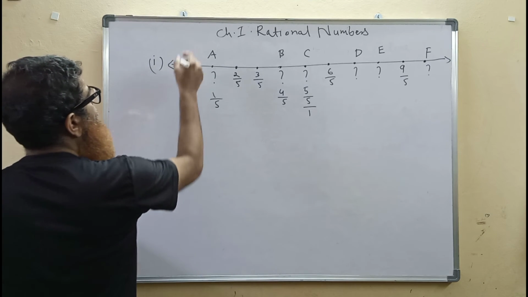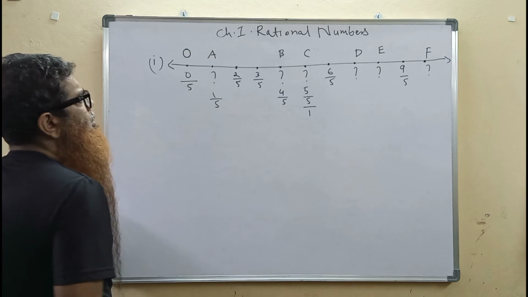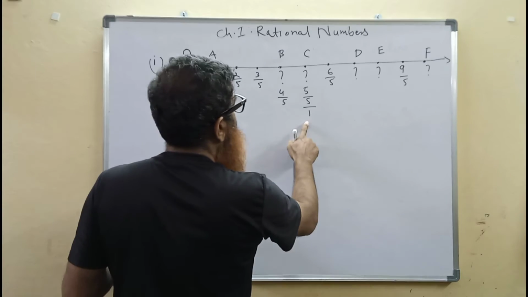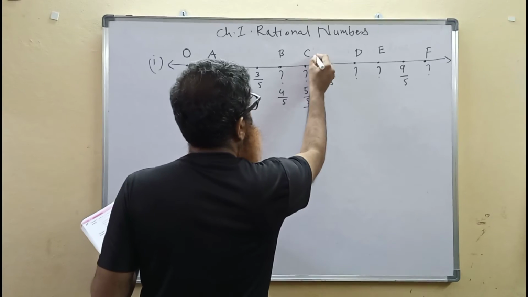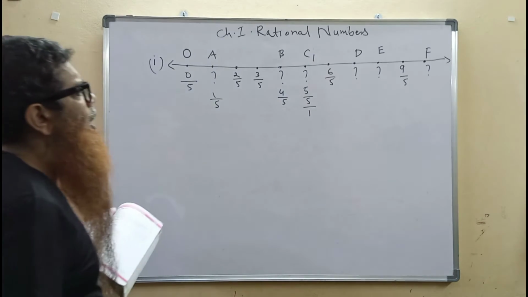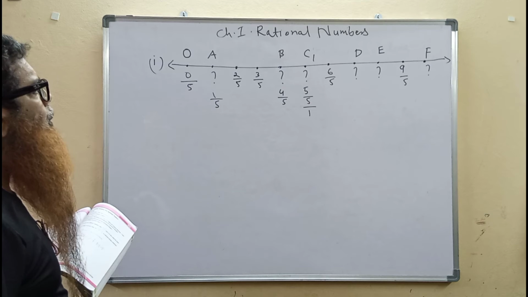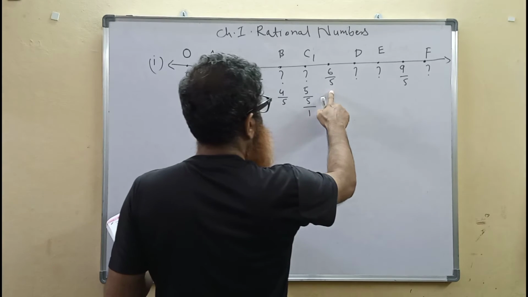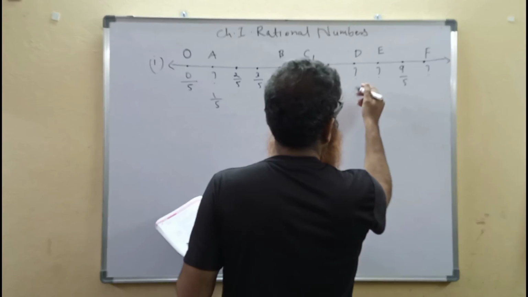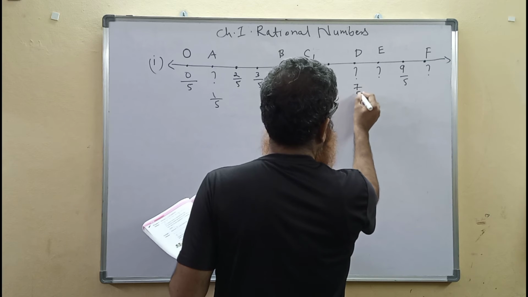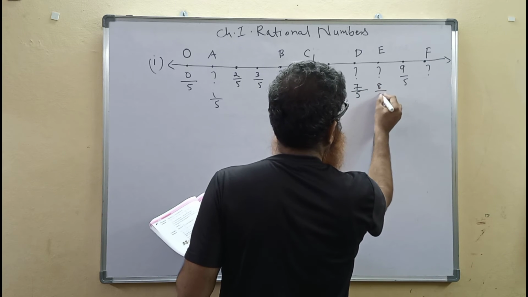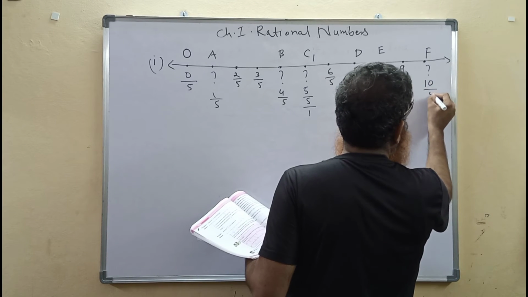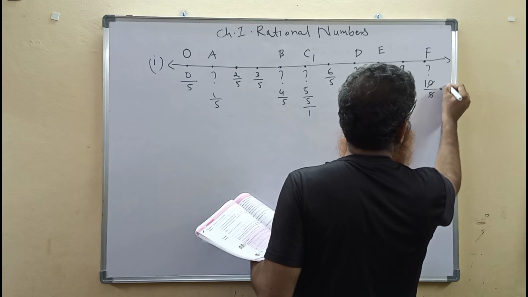0 by 5, you can make out, is 0. The numbers are from 0 to 2. C is 5 by 5 or 1. B we have found out is 4 by 5. A is 1 by 5. After C the number given is 6 by 5. Now we need to find D. D should be 7 by 5. E should be 8 by 5. 9 by 5 is given. F should be 10 by 5, that is equal to 2.